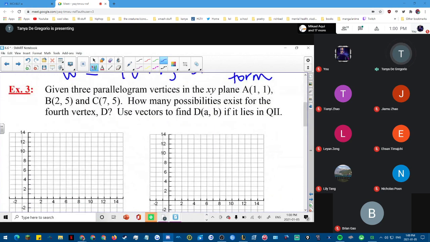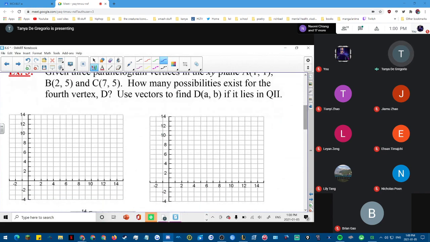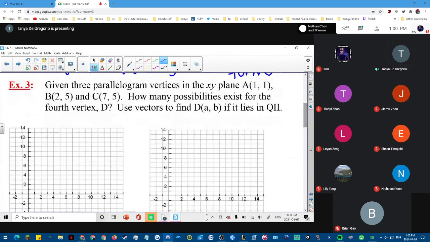All right. Given 3 parallelogram vertices in the xy plane, A (1, 1), B (2, 5), and C (7, 5), how many possibilities exist for the fourth vertex D? Okay, so let's draw what we have. Let's see this visually. There's A, B is 2, 5, so there's B, C is 7, 5. And now we want to see where D could be. It all depends on how I connect my vectors here.